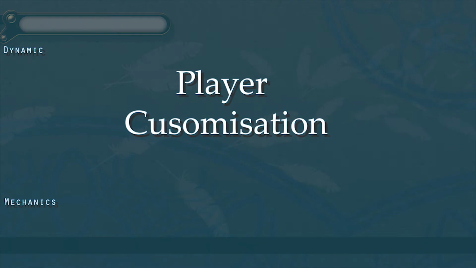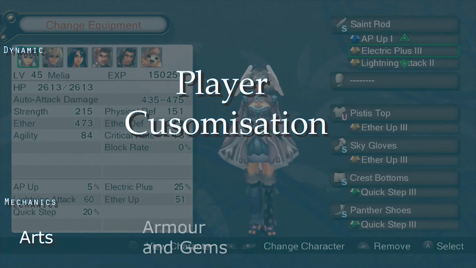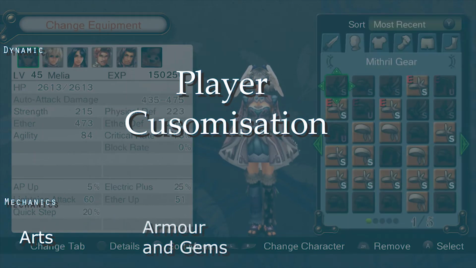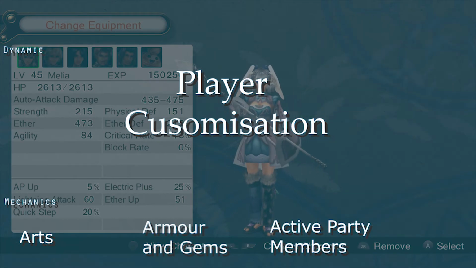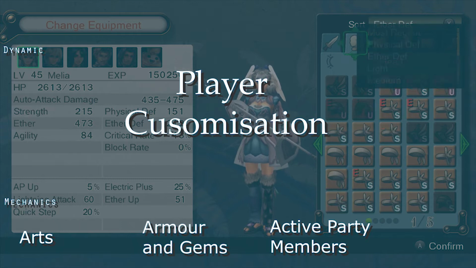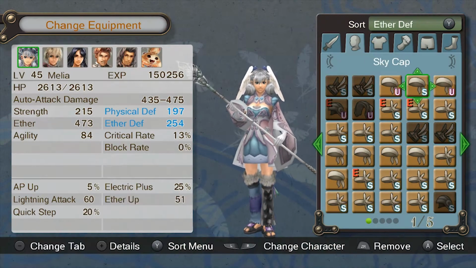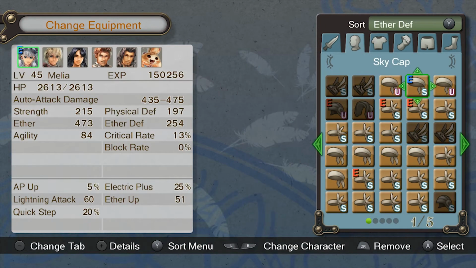Lastly, for dynamics, I have chosen player customization. This is allowed through mechanics like choosing what arts the player wants to use, what armor and gems the player wants to have equipped, as well as who they want to have in their active party. This allows for a large number of different strategies and playstyles to be utilized. With those dynamics said, I'll now move on to the game's aesthetics.